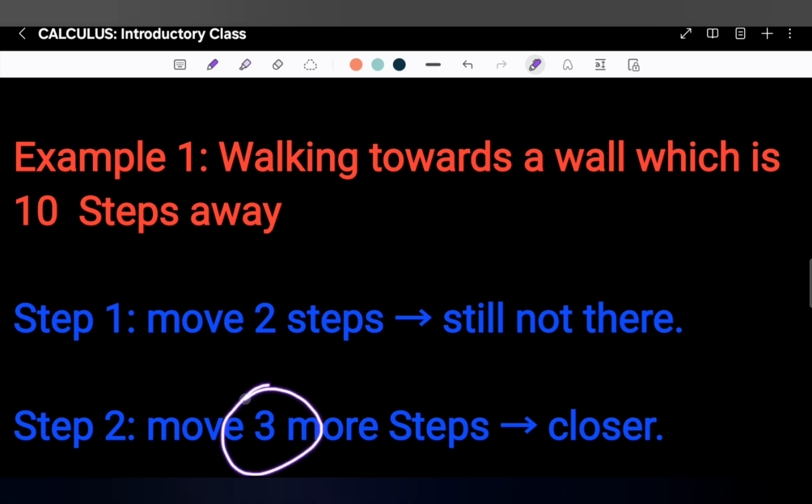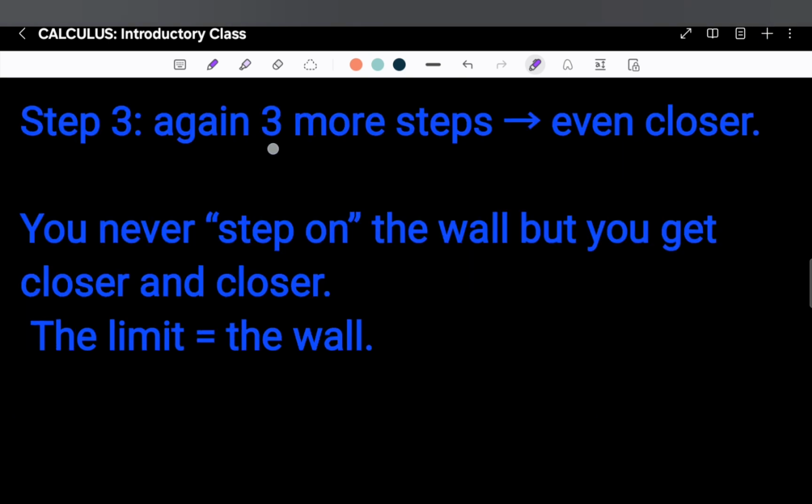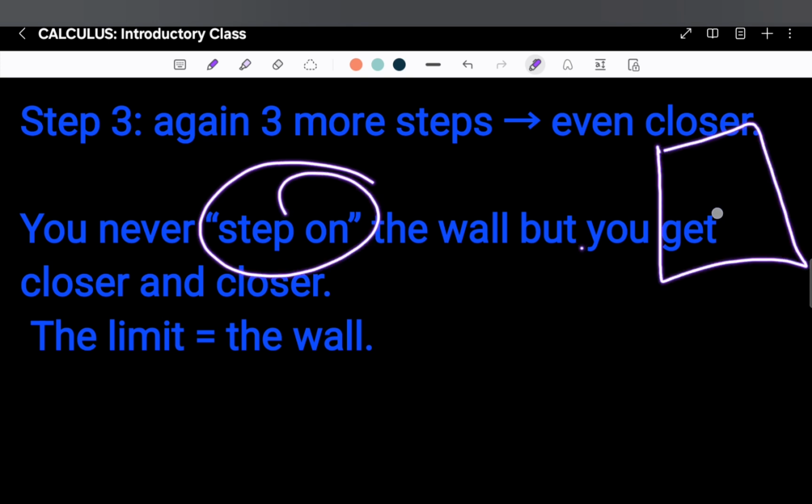If he moved 3 steps more, then he will reach the 5th step, but still he did not approach the 10th step. Again he moved 3 steps more, then he is even closer to the wall, but still he did not reach the wall. Now he is at the 7th step and 3 steps away from the wall. You never step on the wall, but you get closer and closer. It means that we will never step upon the wall, but we are going closer and closer.